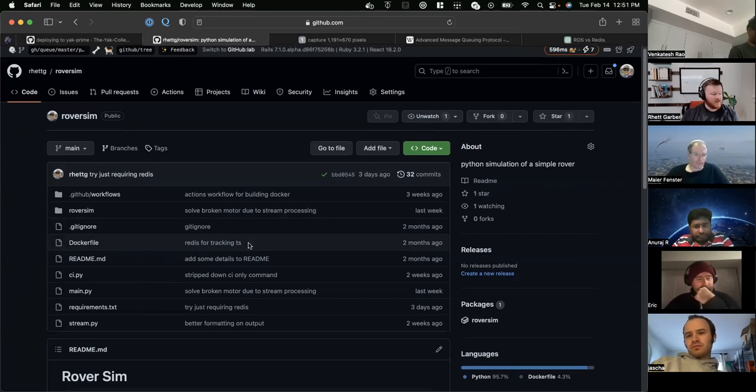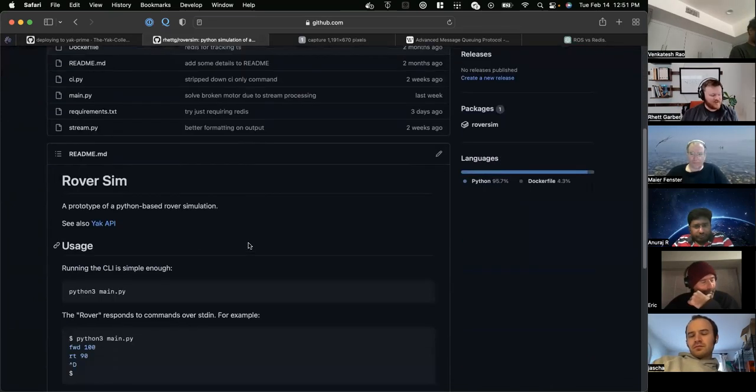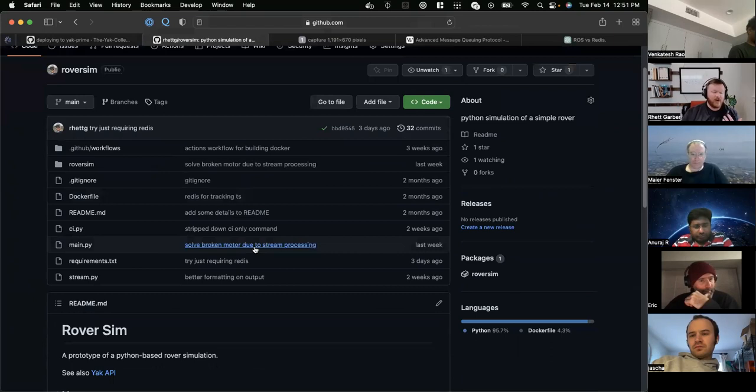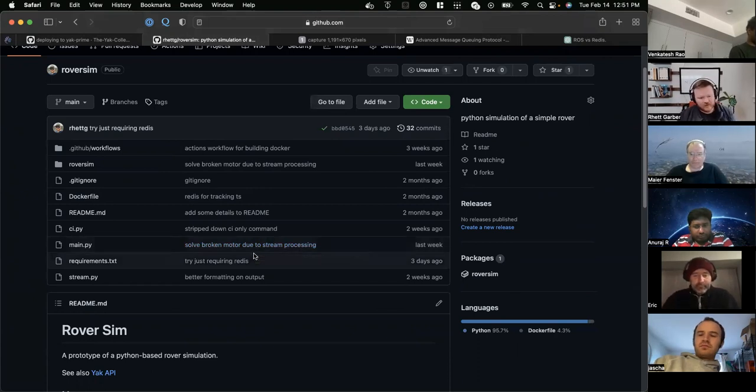This also runs perfectly fine locally. So for experimenting, as long as you run a Redis instance, you can run this locally on your computer, and then you've got a rover simulation, and the brain is written in there.